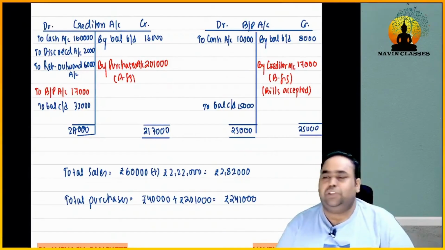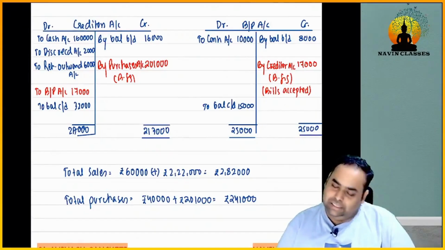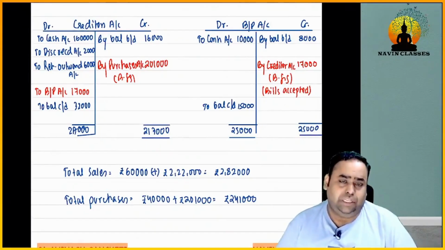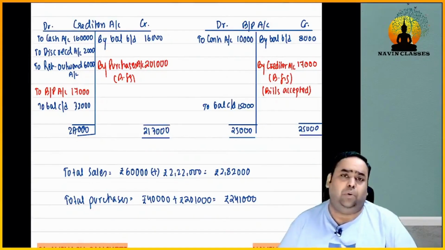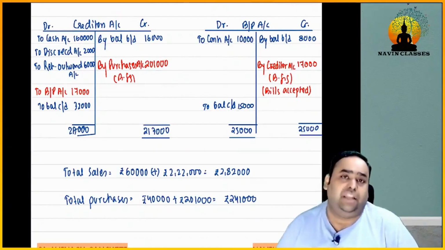Just don't ask this question. Now you might think, how will we get to know what is the missing figure? This is what you have to learn: how will we know what the missing figure will be? We should know how to read the ledger and what could be in the ledger that they haven't given us.